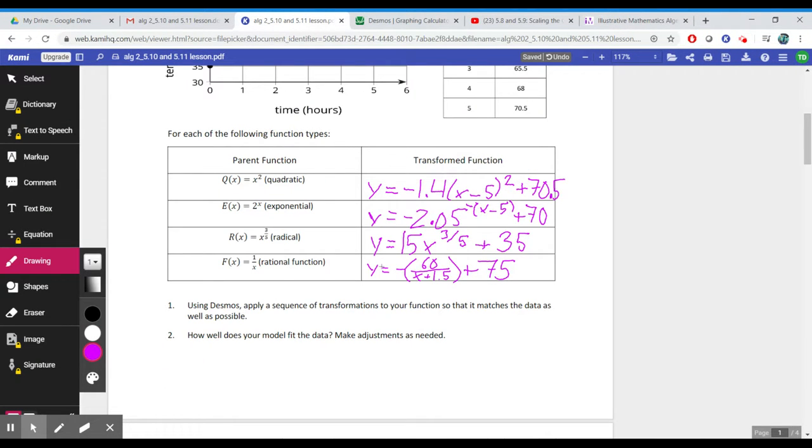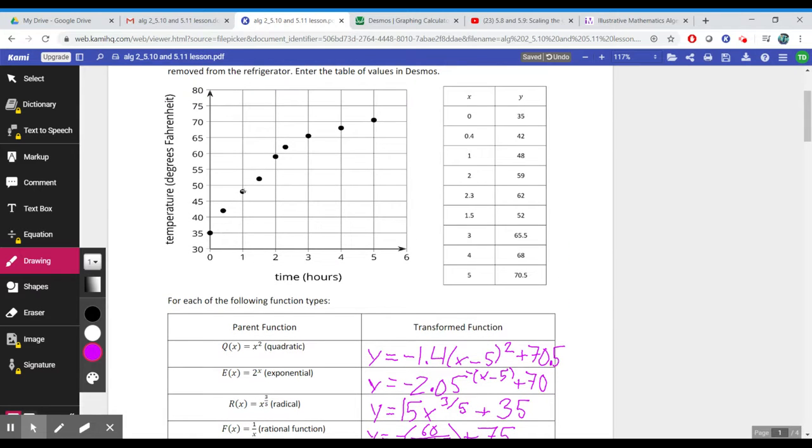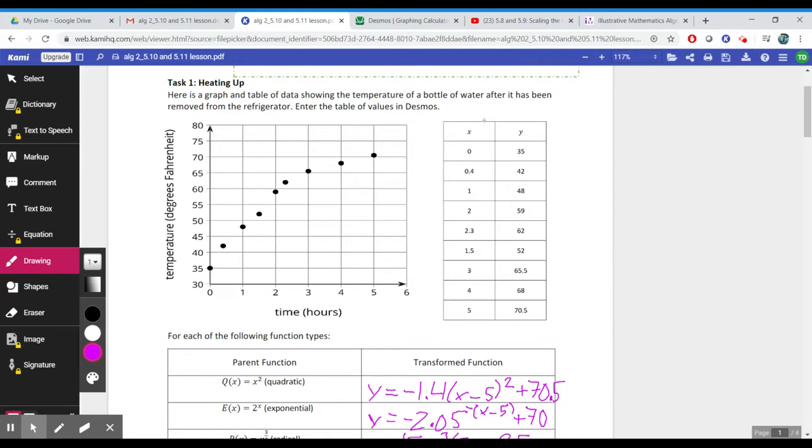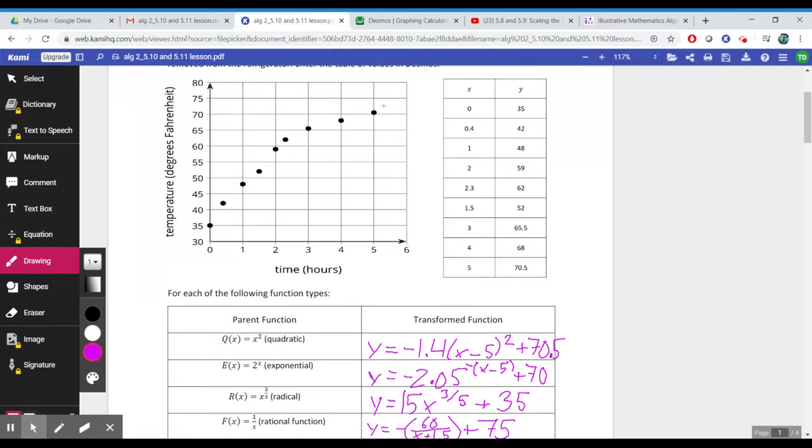And there we have it, y equals -60 over x plus 1.5 plus 75. So again, all we were doing for this section was taking this set of data that they presumably gathered from the real world. They tell us it's from measuring the temperature of water after it's been removed from a fridge, and took several kinds of parent functions, applied a bunch of transformations to those parent functions, and made the graph look like this. So if you're wondering why we would ever do this, say there was some kind of chemical that you have to keep cold or else it becomes unstable.